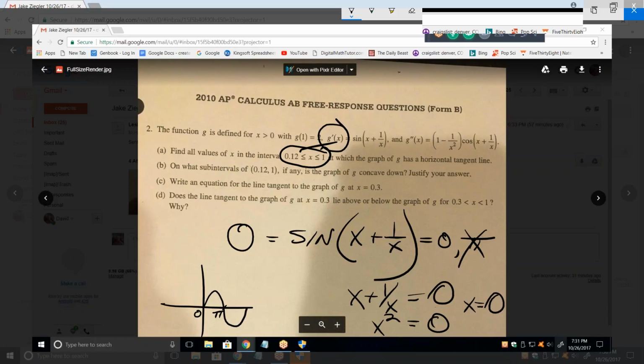Are these calculator problems or not? No. No calculator allowed here? I mean, I honestly don't know, it doesn't say anything.